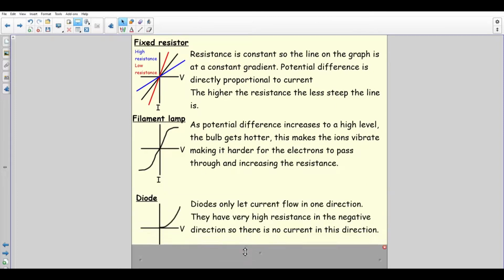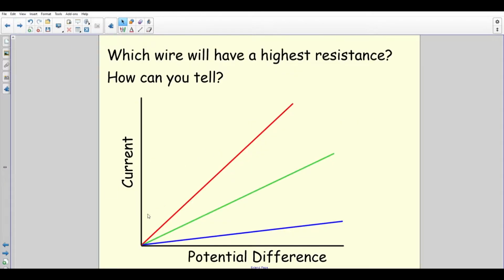Right, the last one. We talked about diodes a little bit already. They only let current flow through in one direction. We see that when we reverse the current, when we took the cables out of the power pack and swapped the positive and negative round, nothing happened. In this negative space, there's nothing there. It only allows current to flow in the positive direction, because it has very high resistance in the negative direction. Now, thinking about this, which of these has the highest resistance and how can we tell? So the red line, green line and blue line.